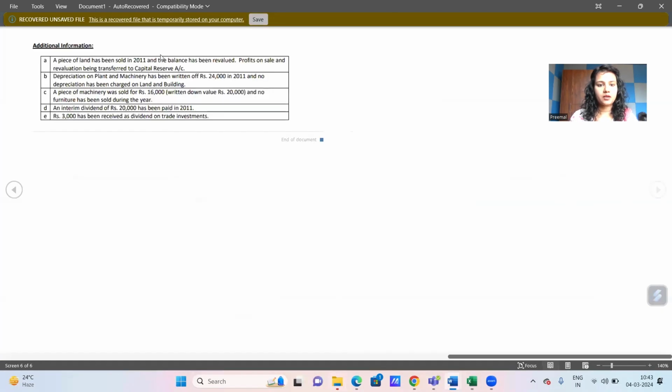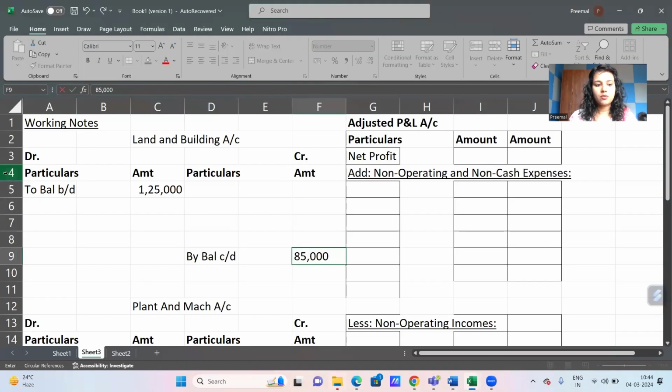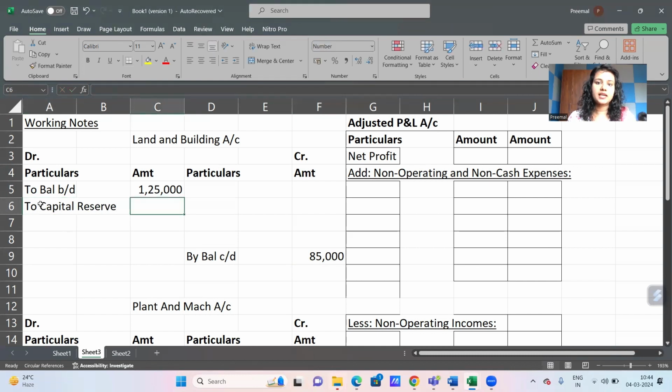Next, the profit on sale and revaluation is transferred to capital reserve account. Normally, if there is a profit on sale of an asset, it appears in the P&L account on the debit side. But here, they've specifically mentioned that it has been transferred to capital reserve. Hence, we write capital reserve account, and the amount is taken from the balance sheet, where capital reserve increased from 0 to 20,000.